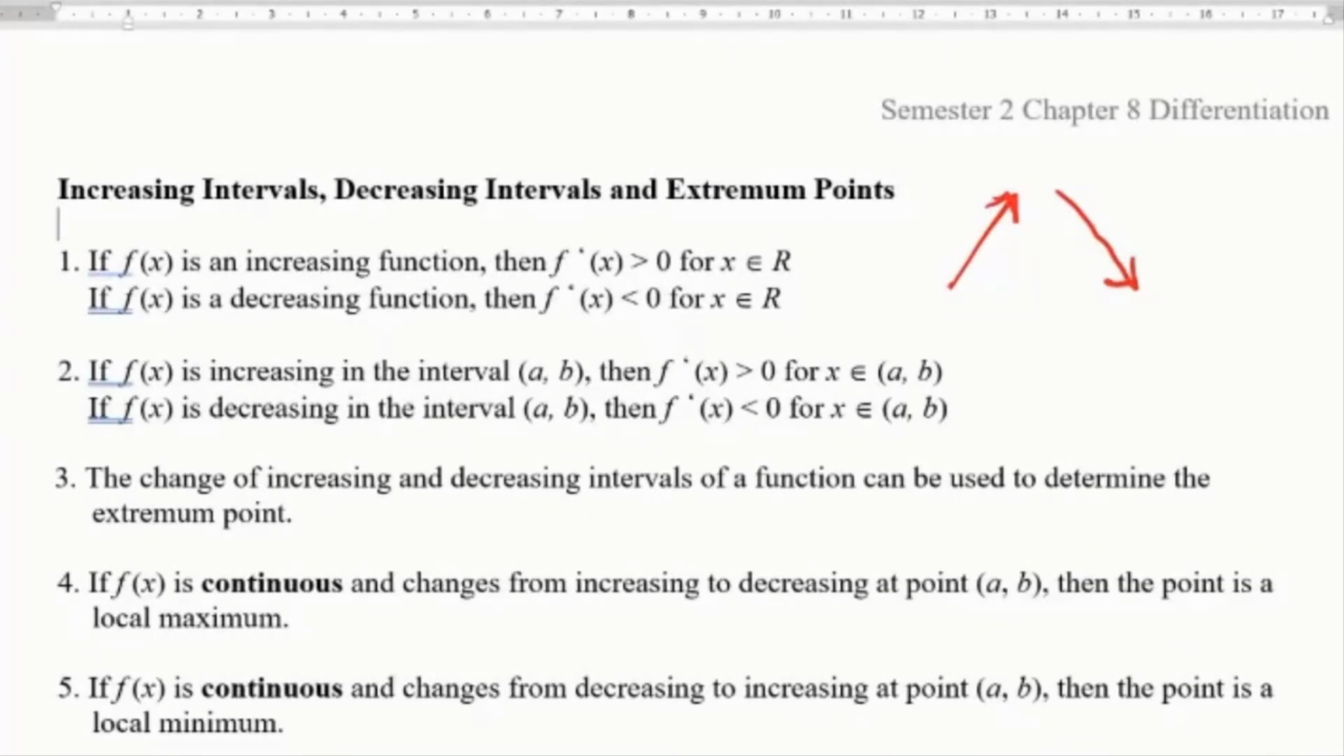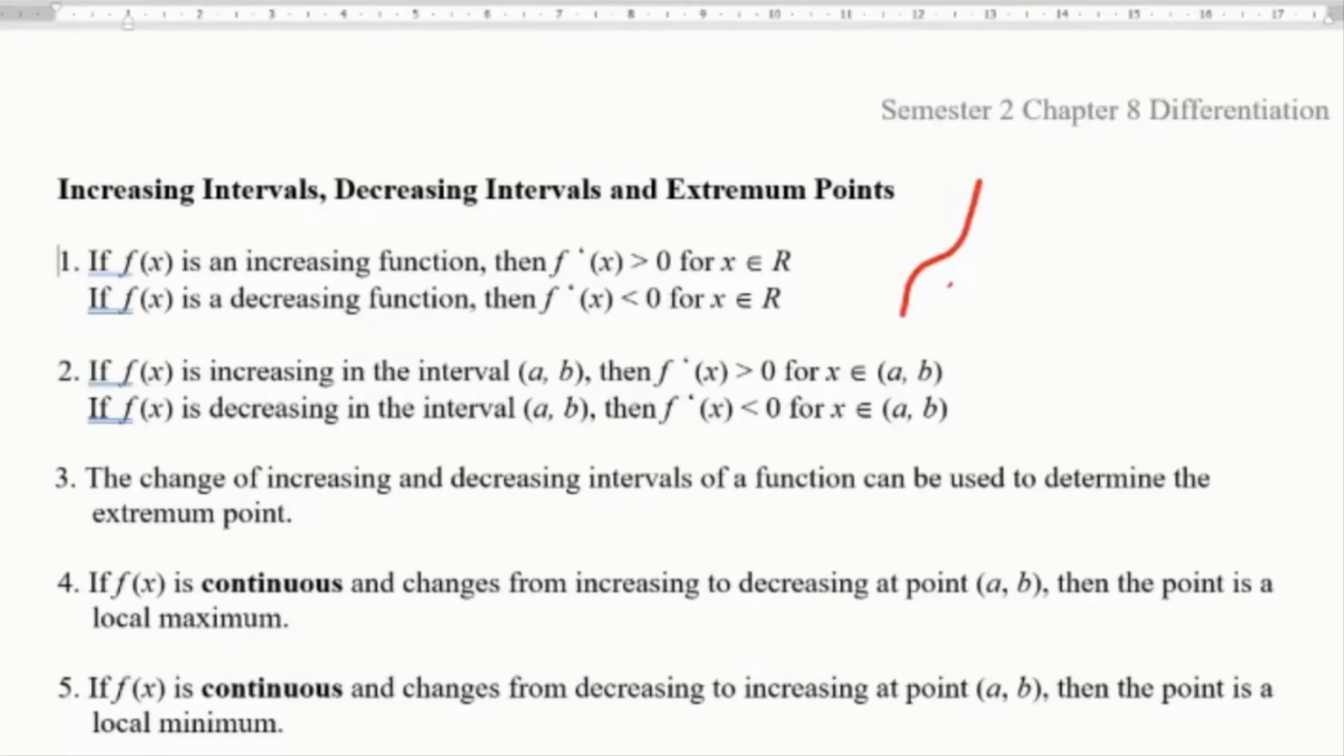For example, x cubed: the graph is like this. The whole graph is going up from left to right, so this graph is an increasing function. Then a decreasing function is like this: negative x cubed. From left to right, the whole graph is going down. So, increasing function, decreasing function.